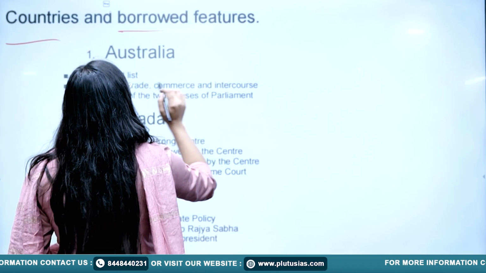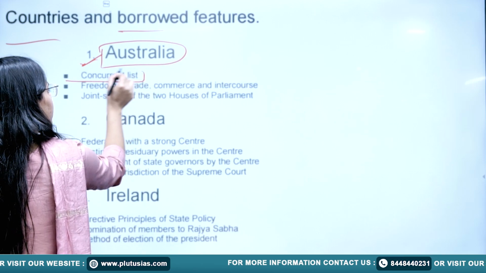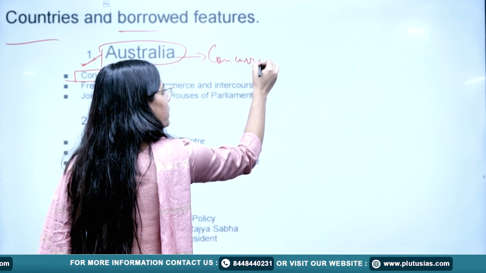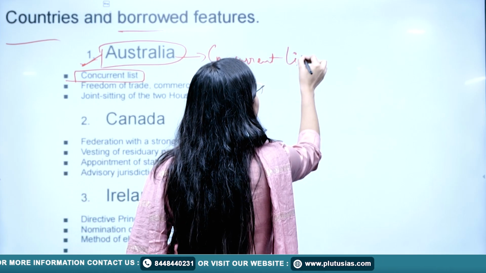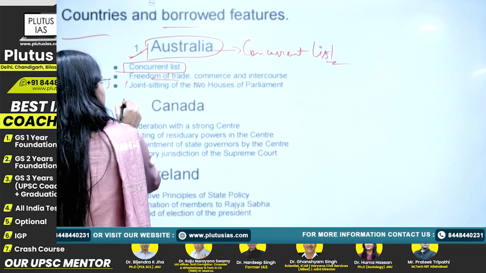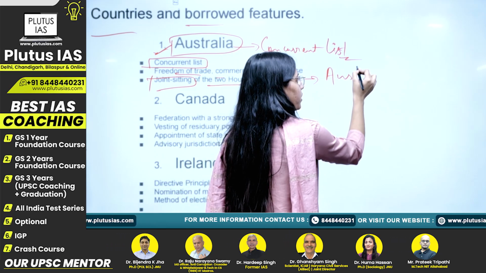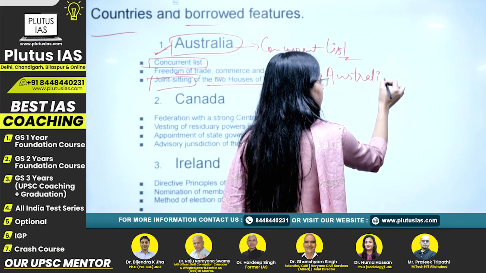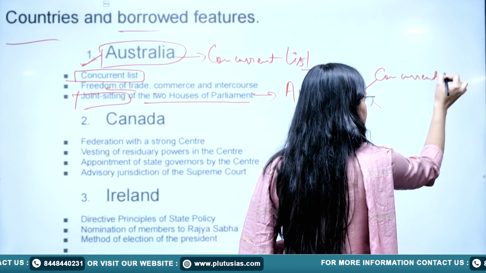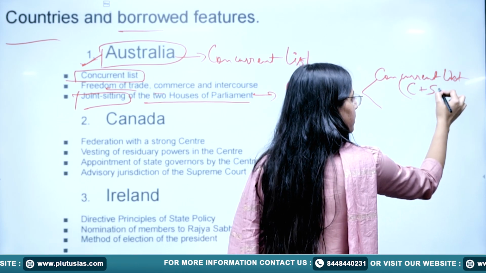Countries and their borrowed features. From Australia we have taken the concurrent list, freedom of trade, commerce and intercourse, and the joint sitting of the two houses of parliament. From Australia, what are the main features we have taken? First one is the concurrent list, which is a mix of central plus state subjects.